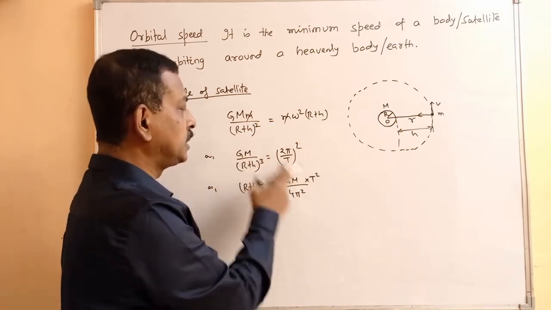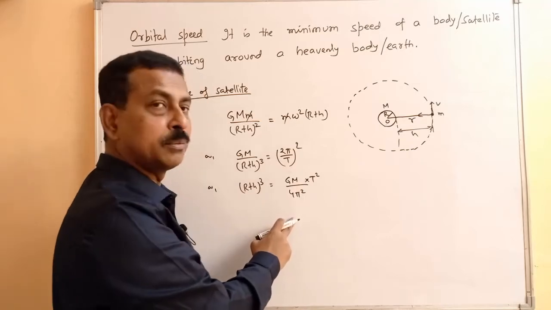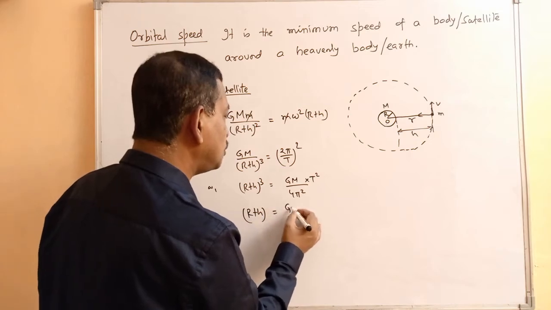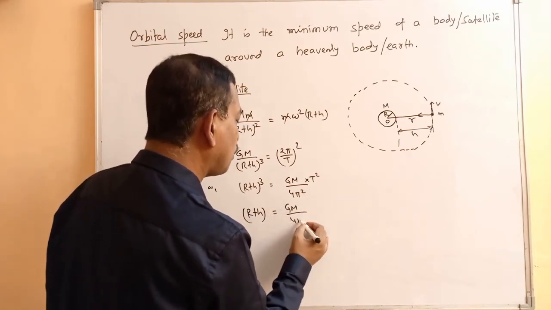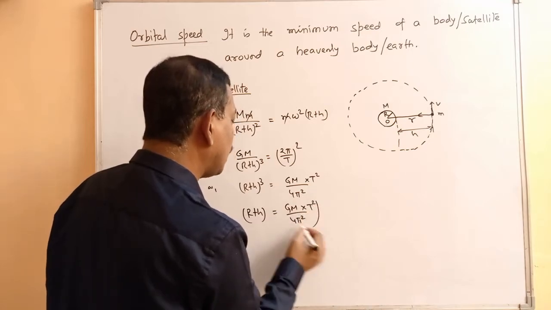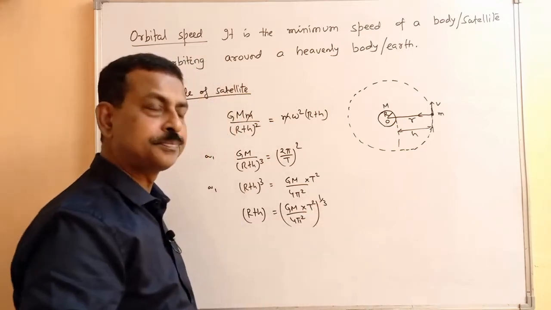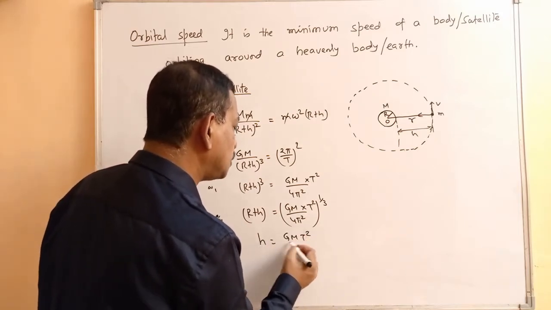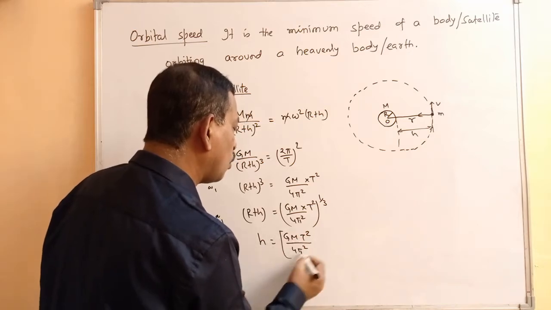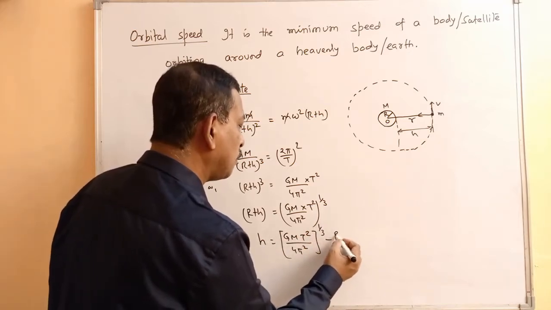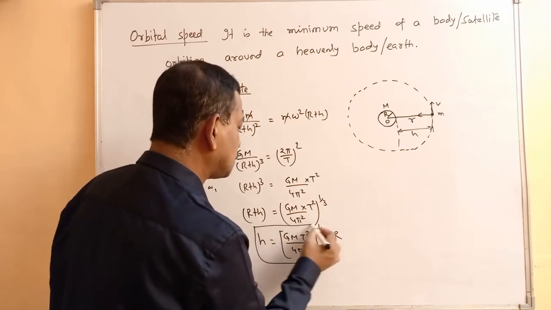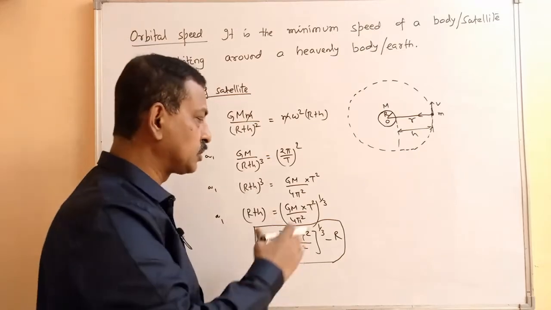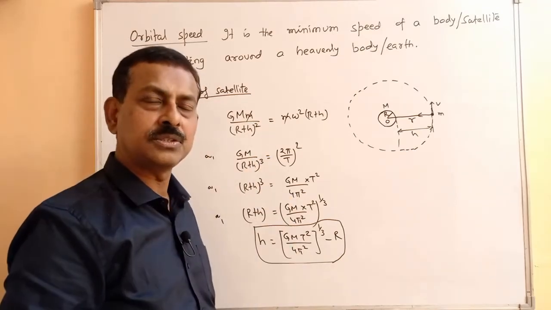So in that case it is GM into T square, 4 pi square will be in the denominator. So R plus h, this is your GM T square by 4 pi square whole power 1 by 3. Or if you take h, this is your GM T square by 4 pi square whole terms power 1 by 3 minus R. So this is the expression for the height of the satellite from the surface of Earth, or altitude of the satellites, you can say.